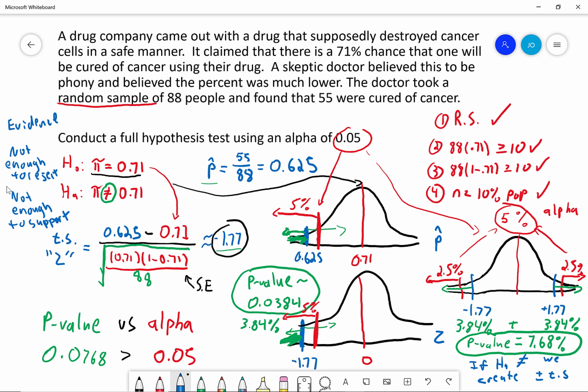So we see we did not support an HA of does not equal to, but we did support an HA of less than. This is how we can use these directional hypothesis p-values to test our claim. And depending on what the HA is, that affects what the more extreme values are.